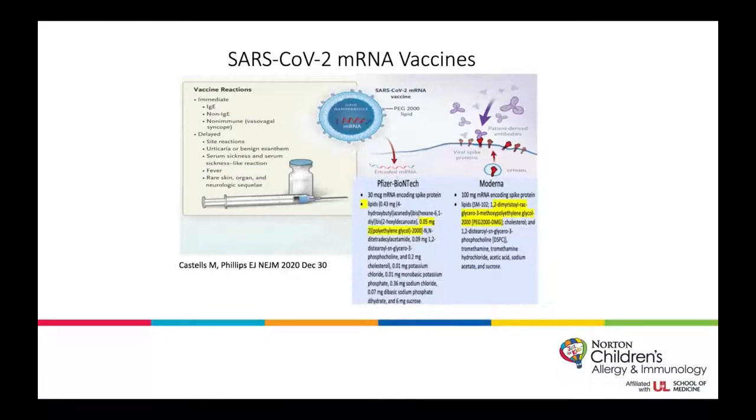So the two vaccines that I'm going to talk about, the ones where allergic reactions have been reported, are the Pfizer and Moderna vaccines. As you all know, these are mRNA vaccines, and they produce antibodies to the viral spike protein.